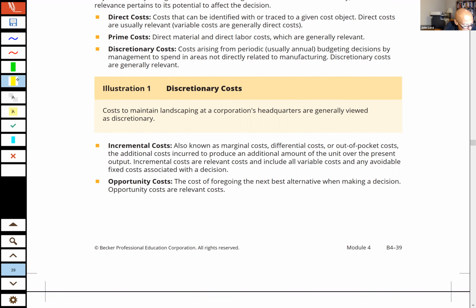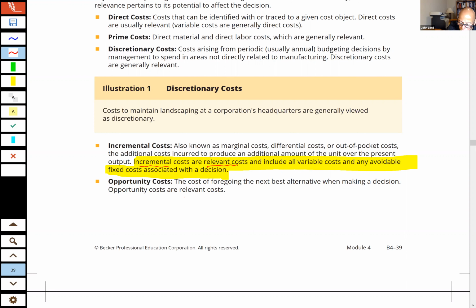They tell us that incremental cost, the cost associated with a particular decision, how my cost goes up as I make a particular decision, are relevant and include all variable cost and any avoidable fixed costs associated with a decision. So incremental costs are the variable costs and all fixed costs that are avoidable associated with the decision. Those are all considered incremental and relevant.